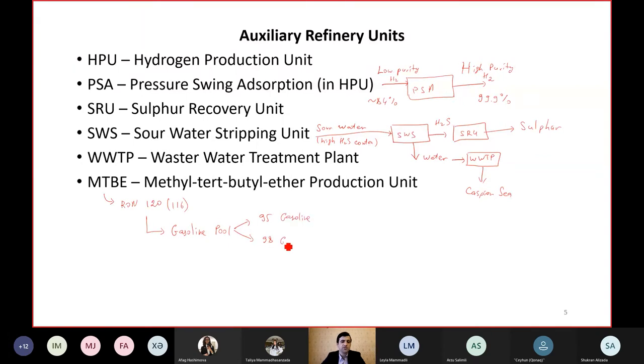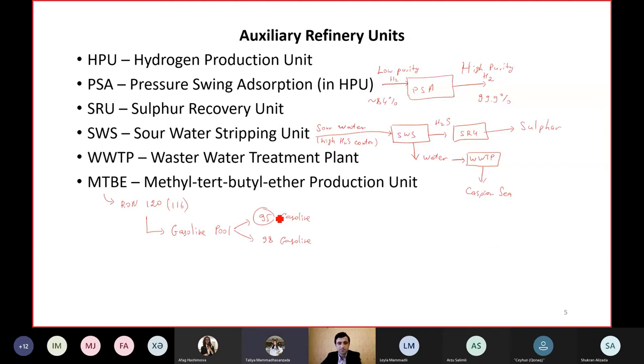For instance, in Baku refinery, we didn't have an MTBE unit. And in Baku refinery, we produce 92 research octane number gasoline. But now, because there is a revamp project, we are building an MTBE unit. And when this unit is ready, we will be able to produce 95 gasoline as well.